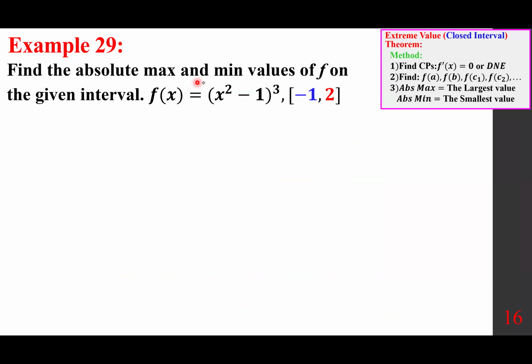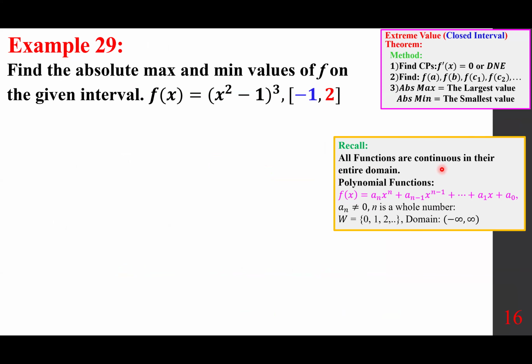Find the absolute max and min values for the given f of x equals (x squared minus 1) to the power of 3 in the closed interval of minus 1 to 2. So let's remind you of a couple of things. All polynomial functions are continuous in their entire domain. So the question is, what is the domain? For polynomial functions, f of x equals a sub n x to the power of n all the way to a sub 0, where a sub n can't be 0 and n is a whole number, 0, 1, 2, to infinity. The domain is all real numbers.